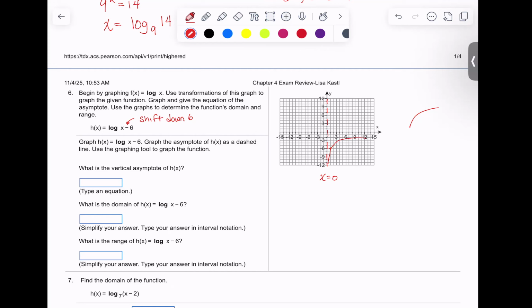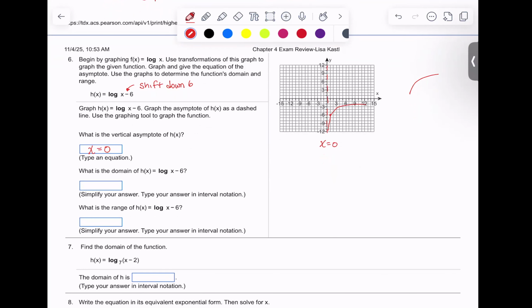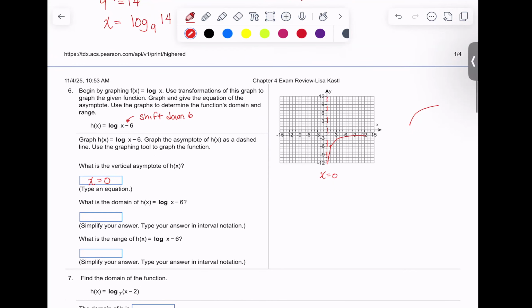All right, so then let's fill in the rest of the problem. The asymptote is x equals 0. We haven't shifted it horizontally, so the vertical asymptote for the logarithmic function is still x equals 0. What's the domain? Well, the domain of the logarithmic function log of x is the set of positive numbers. So the domain of this thing is the set of positive numbers.